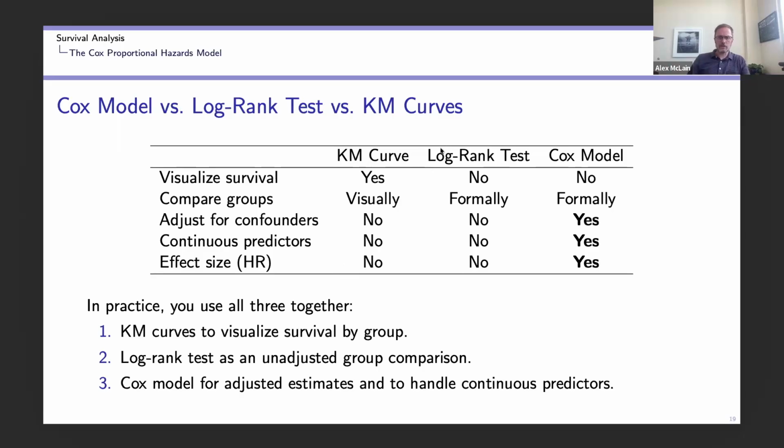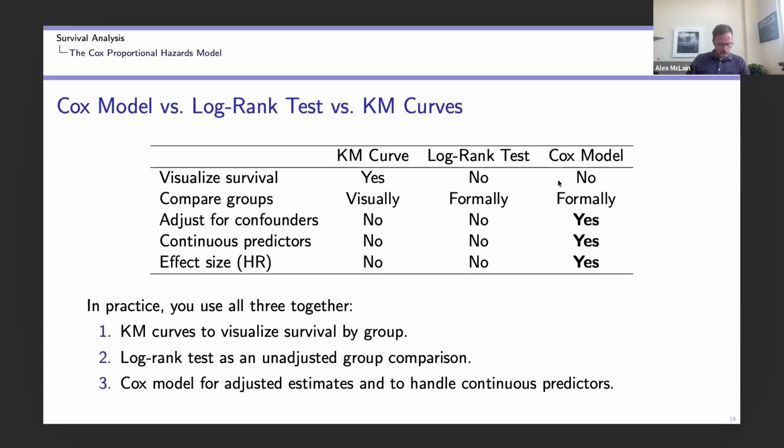Log rank test. We don't use it for anything visual. It's a formal test to compare whether the survival is equal between two groups. Again, we have median survival from that, but we don't really get any effect size. Also, the log rank test says the survivals are not the same, but it does not say where they are different. Are they different early? Are they different late? Visually, we can tell that a little bit from the Kaplan-Meier curve.